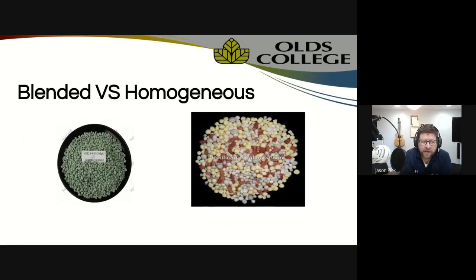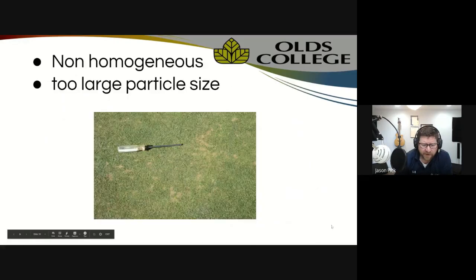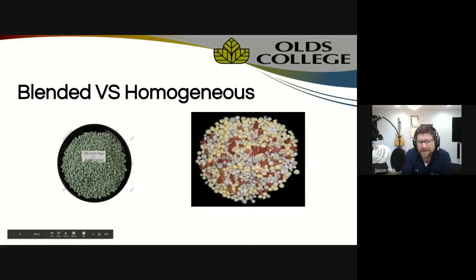This is two different types. On the right-hand side, that's your standard particle, ag grade particle there. You can clearly see the three different elements there, N, P, and K, on the right. On the left-hand side, we have a homogeneous particle.